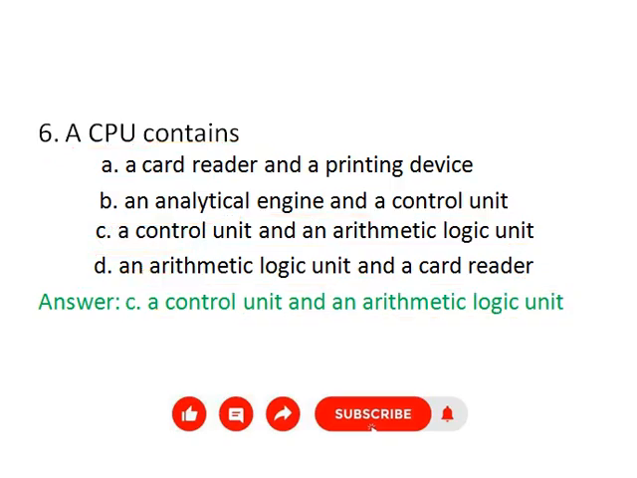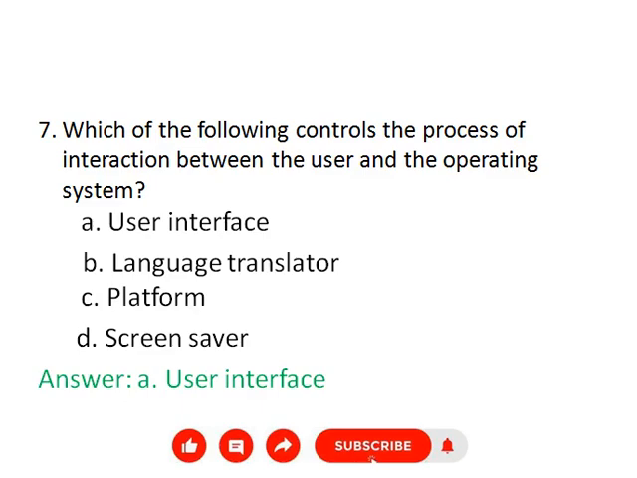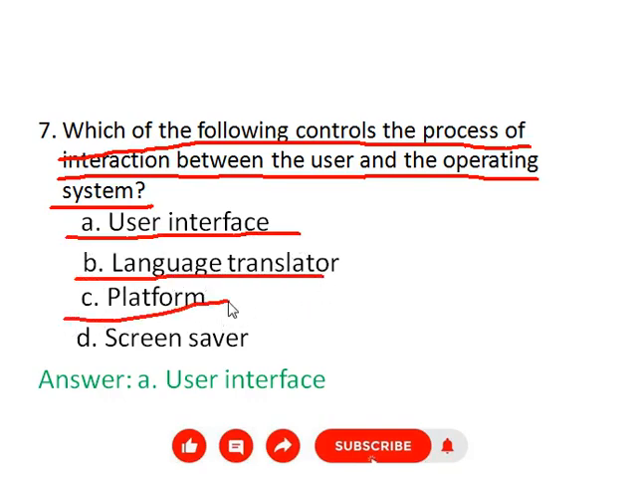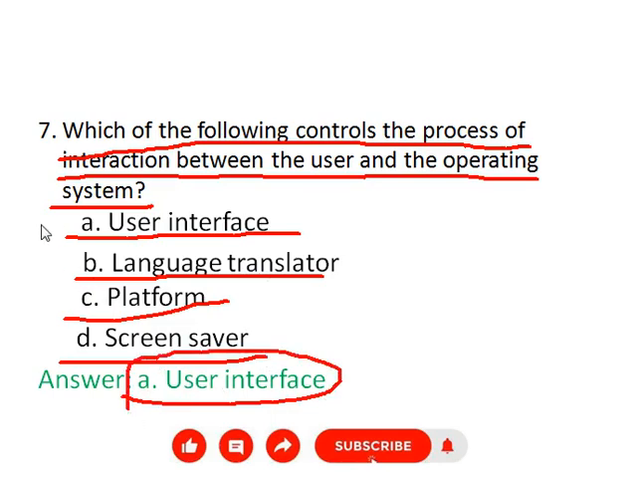Our next question is, which of the following controls the process of interaction between the user and the operating system? Option A user interface, option B language translator, option C platform, option D screensaver. So user interface. Okay, correct answer is user interface. Here option A is correct.